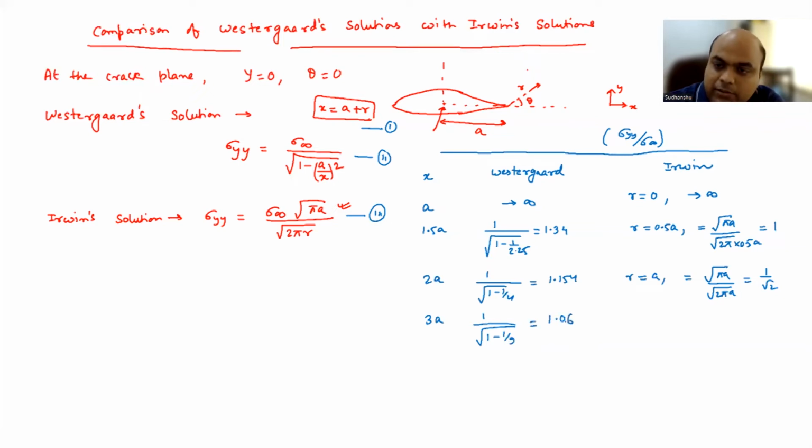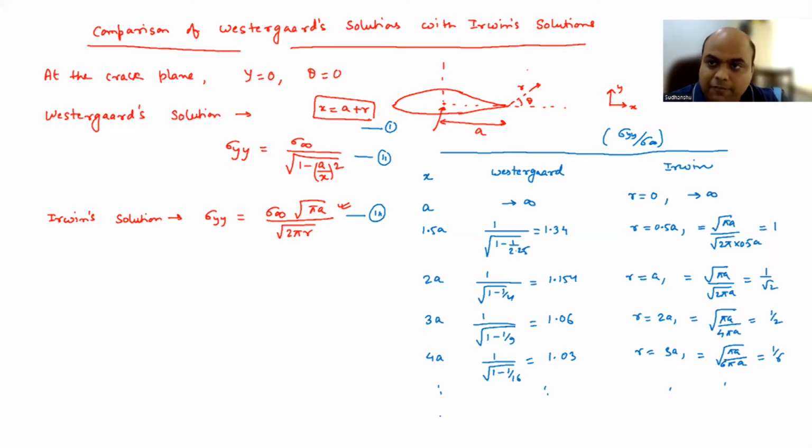So 1.06. And if I put x equal to 3a, R is going to be 2a. So this value will be divided by 4 pi a, so half. Similarly, for 4a, then 1 minus 1 by 16, and this is going to be 1.03. R is going to be 3a, and this value is going to be pi a by 6 pi a, so 1 by 6. Now, if I continue to do that, let's come to our far field.